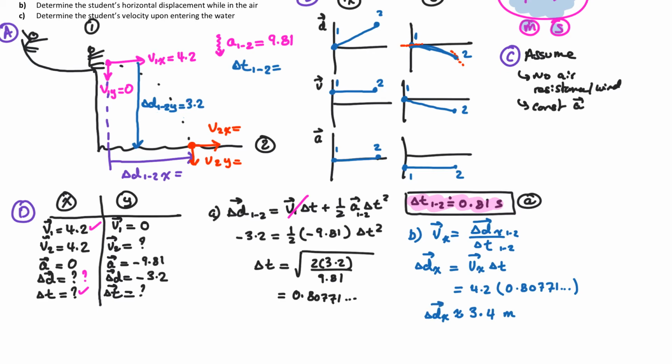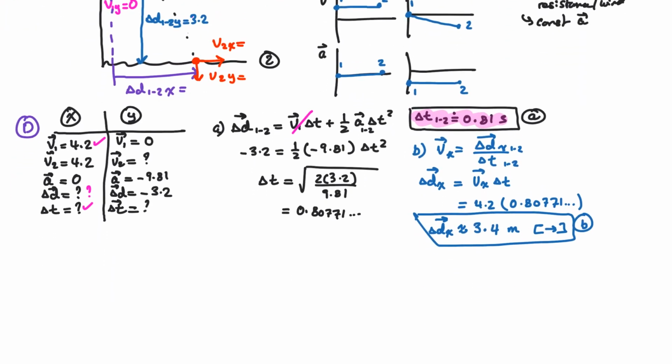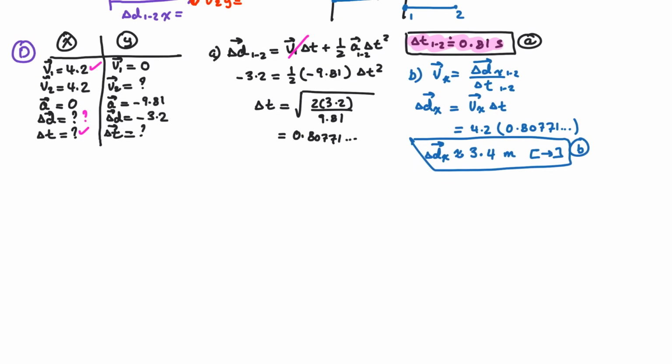And I need the displacement, so that's going to be in the right direction. And I will write my right direction just like that. Now, the final part of this question is asking us, actually this is part C, to figure out the student's velocity upon entering the water. So that's velocity 2. And velocity 2 has two components, x component and y component. We need to figure out what these components are first and then combine them into one specific velocity. So we can definitely do that.